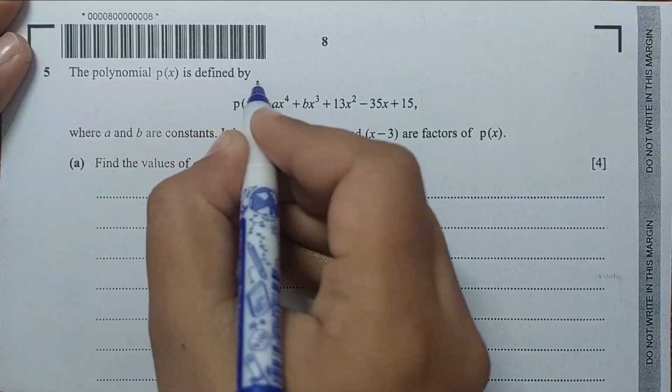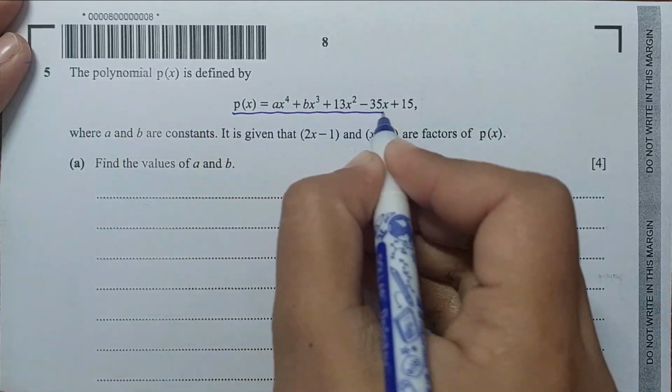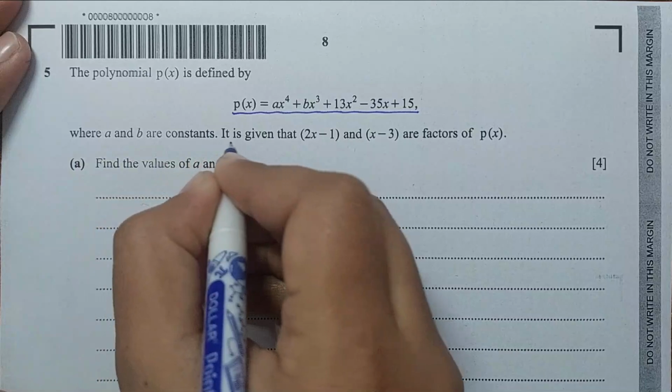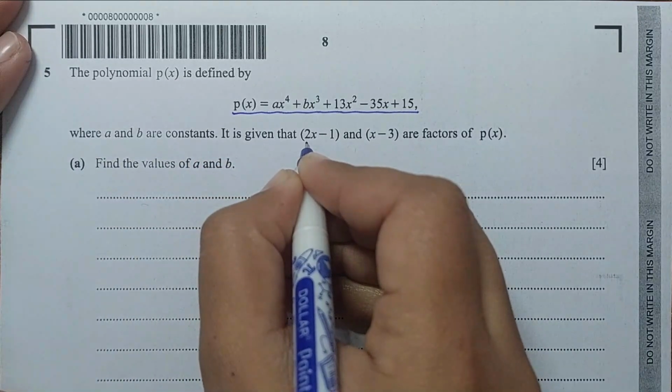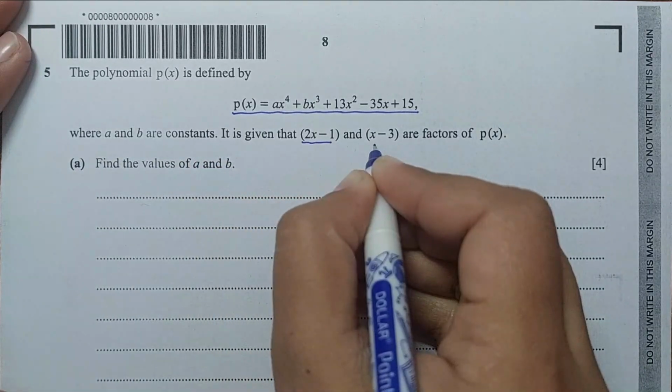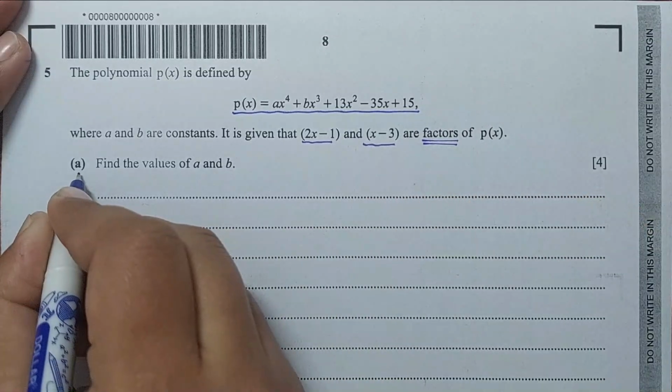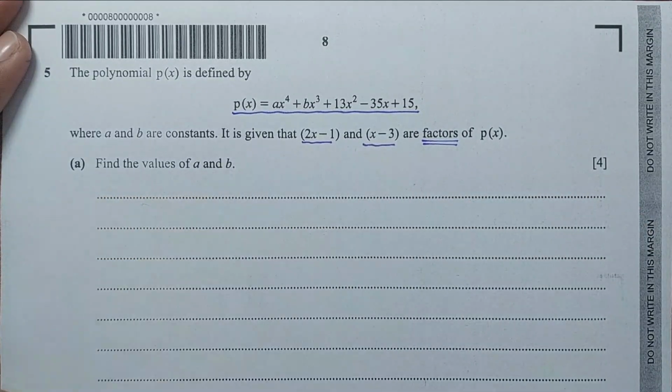Question number 5. The polynomial p of x is defined by, this is the polynomial where a and b are unknowns, where a and b are constants. It is given that 2x minus 1 and x minus 3 are the factors of p of x. Part A, find the values of a and b.